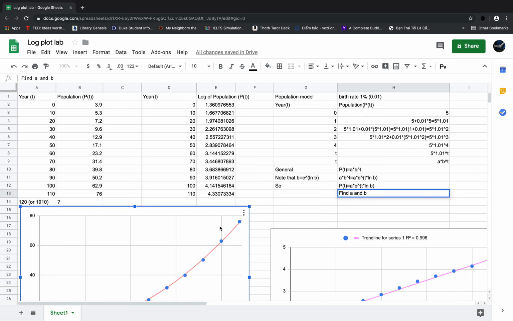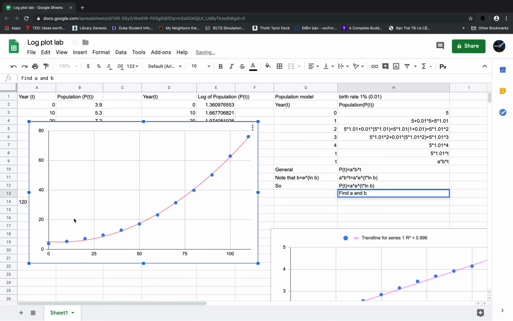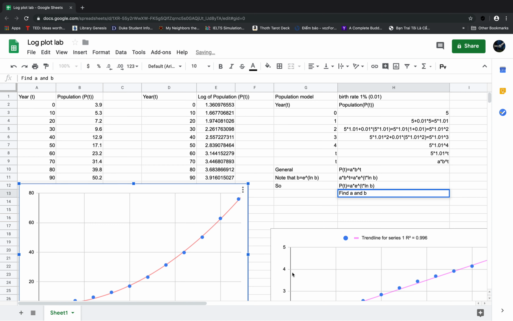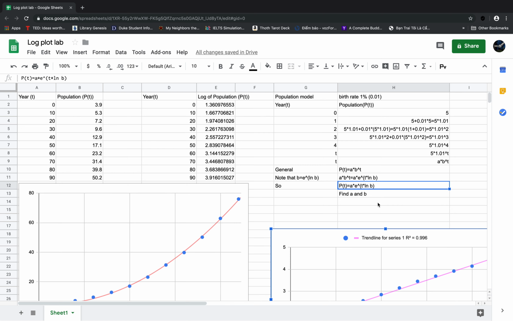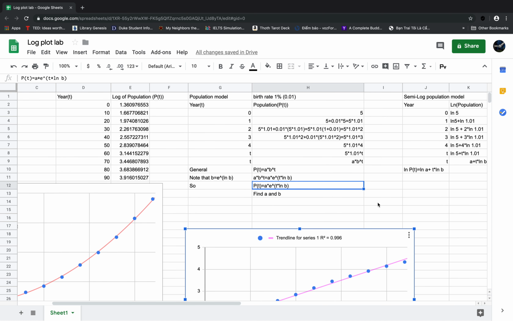It is hard if we just look at the curve and see what a and b are. So our trick here is to transform this curve, this equation, into something nicer. That's the purpose of this lab. The observation is that the log function transforms a product into a sum.